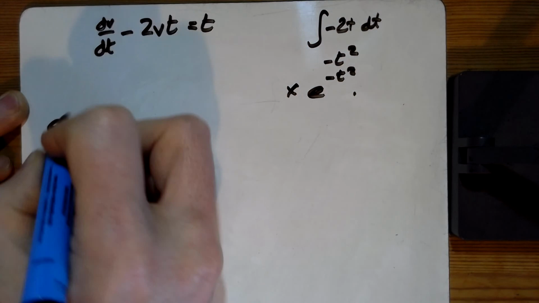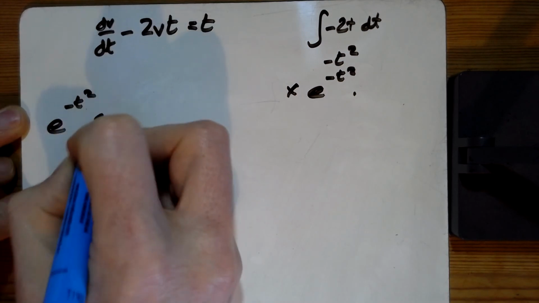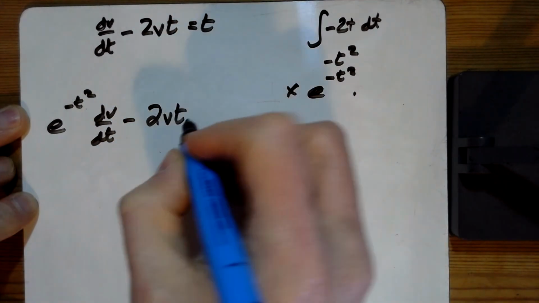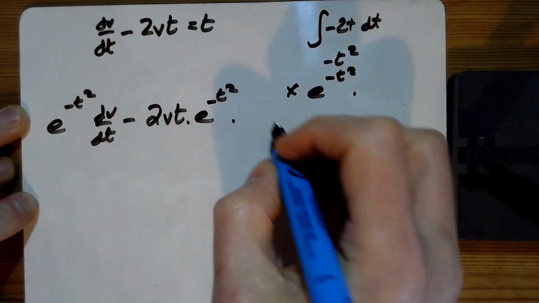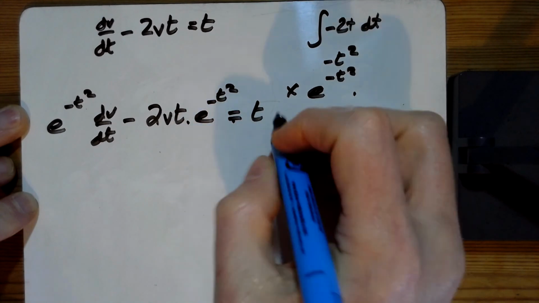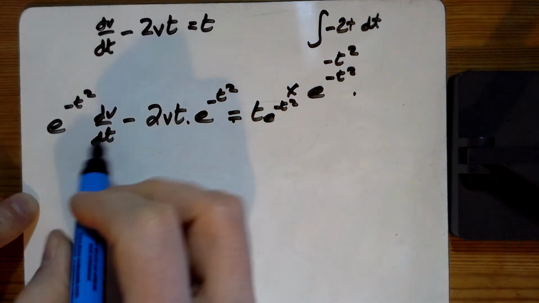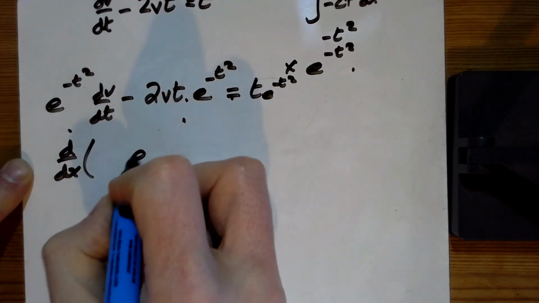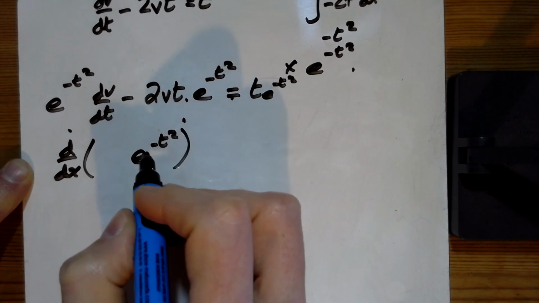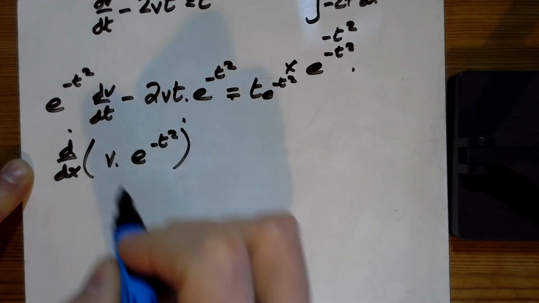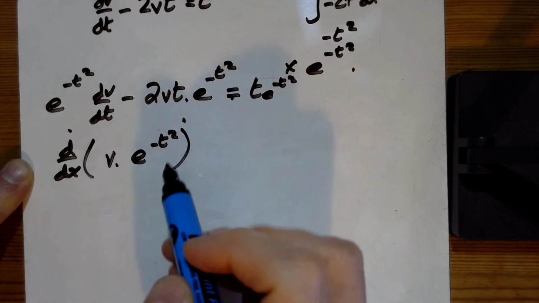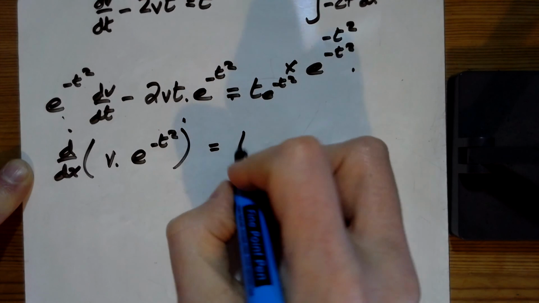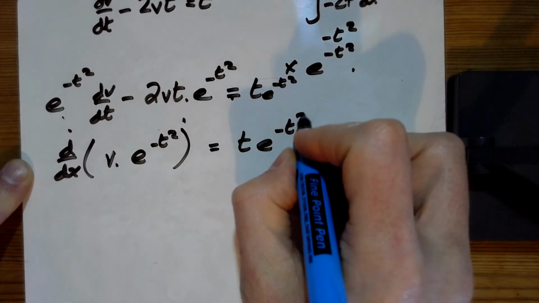So I'm going to have e to the minus t squared dv by dt minus 2vt times e to the minus t squared, and that equals t times e to the minus t squared. Now, hopefully that now is a product rule, isn't it? Let's just check. So it's e to the minus t squared multiplied simply by v, isn't it? That's those two things times together, isn't it? That's that bit there. Yeah, that's right. And so that equals t e to the minus t squared.